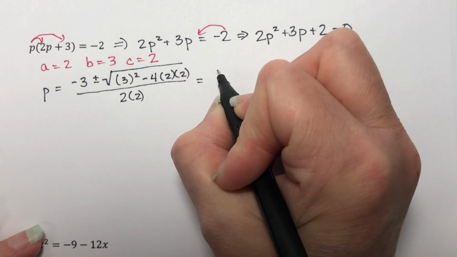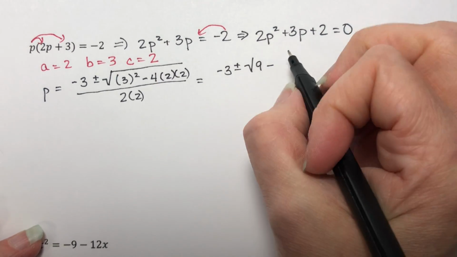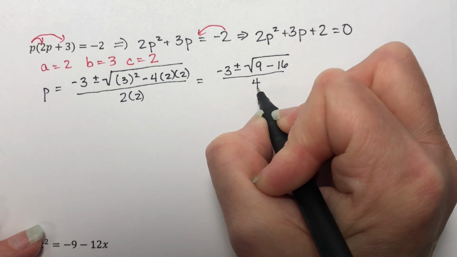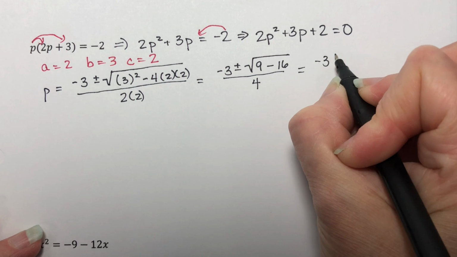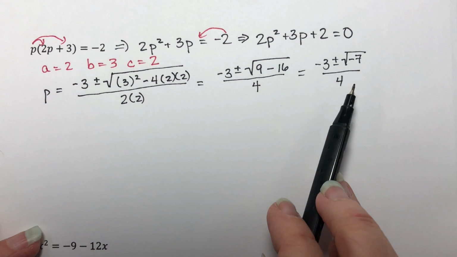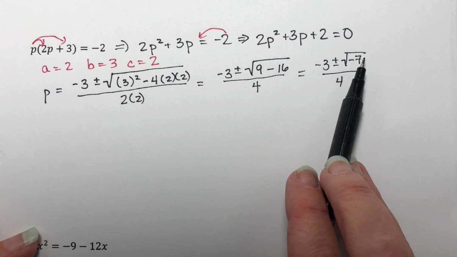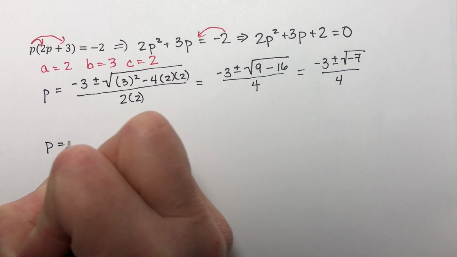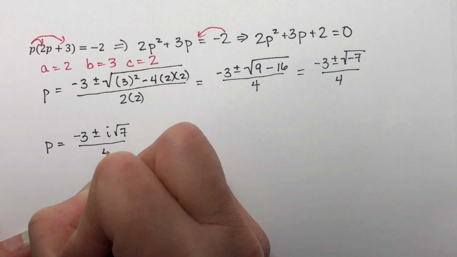Okay. So I have negative 3 plus or minus the square root of 9 minus 16, and this is over 4. 9 minus 16 is negative 7. And so since it's a negative number, we know we're going to have 2 complex solutions. I need to pull an i out of this. 7 is a prime number, so the square root of 7 itself is not going to simplify. So we have p is equal to negative 3 plus or minus i square root 7 over 4.